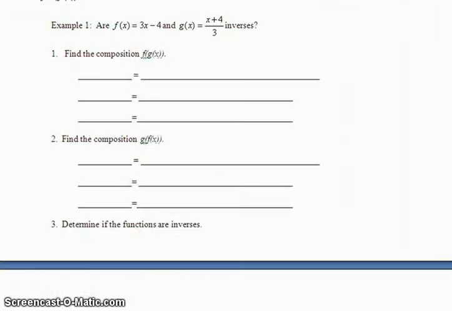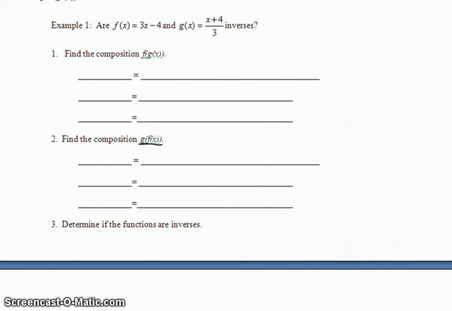So let's check and see if f of x equals 3x minus 4 and g of x equals x plus 4 all divided by 3 are inverses. So we need to find the composition of f of g of x and then g of f of x and see what the result is.